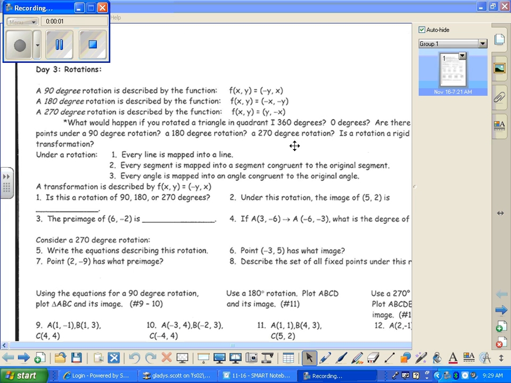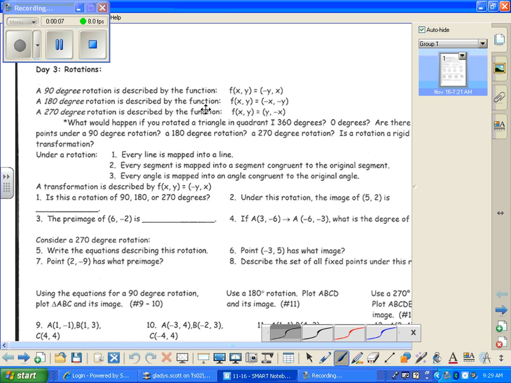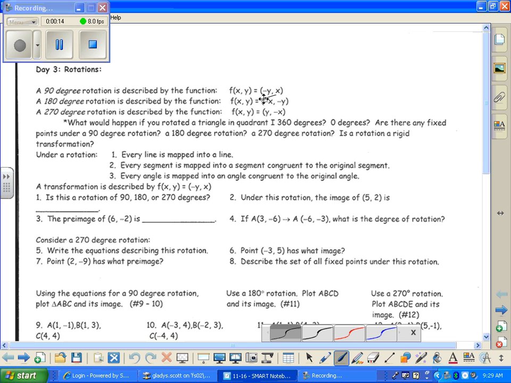Okay, this is day 3, rotations. And let's look at our review. When you have a 90-degree rotation, you have to change the order, and you've got negative y first, and then your x. So you changed it from (x, y) to (-y, x).